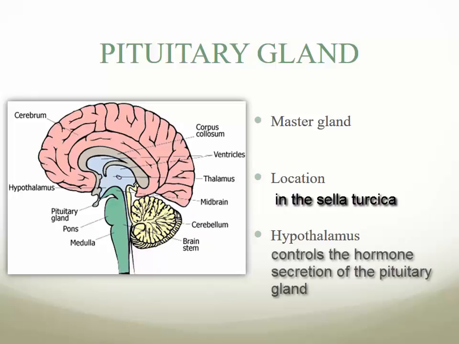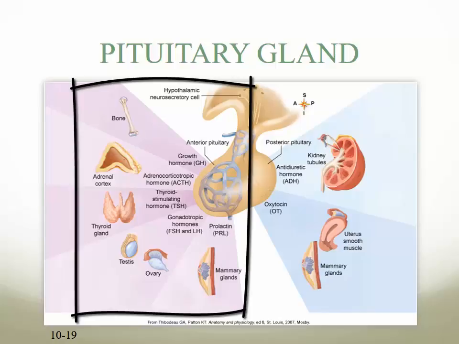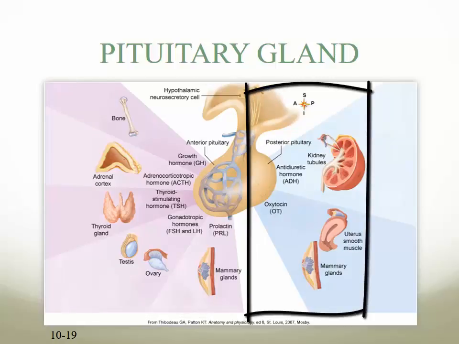The hormone secretion of the pituitary gland itself is controlled by the hypothalamus. The pituitary gland is divided into anterior and posterior portions, each of which secretes different hormones. In this diagram, we can see where the anterior portion of the pituitary gland stimulates 5 different hormones, while the posterior portion stimulates production of 2.